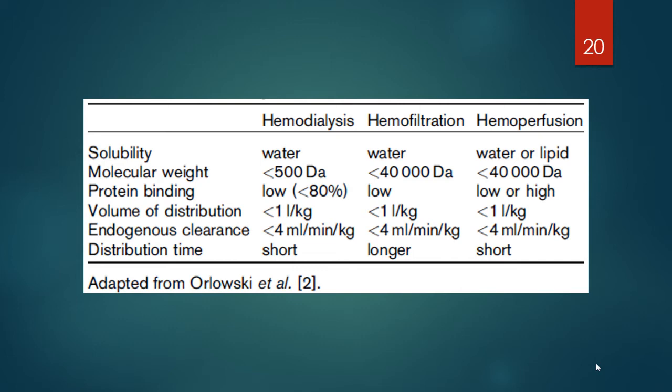So to have a better idea, anything more than that, especially if we have immunoglobulins, cannot be dialyzed with hemodialysis. Protein bound, we need it all to be low, except for hemoperfusion. And as we said, it depends on what kind of sorbent is being used. Volume of distribution, the higher the volume of distribution, the more difficult.